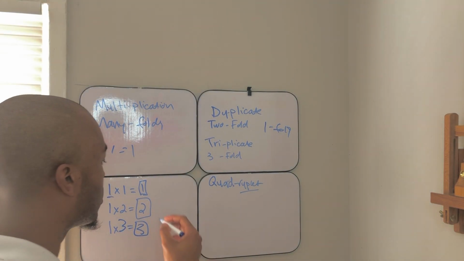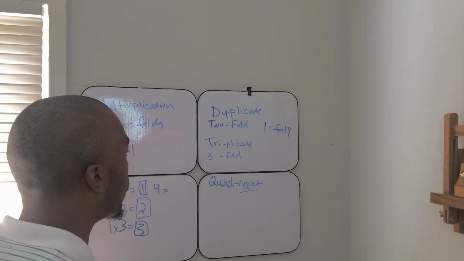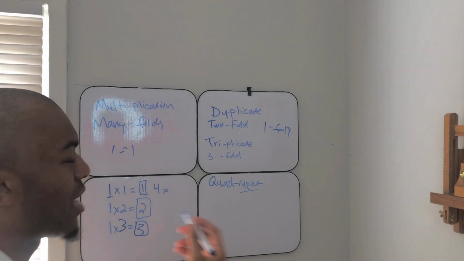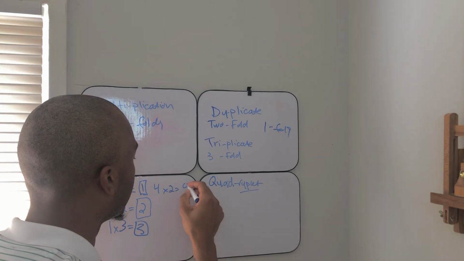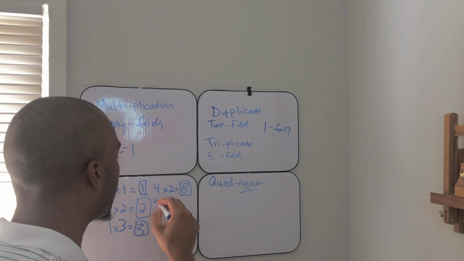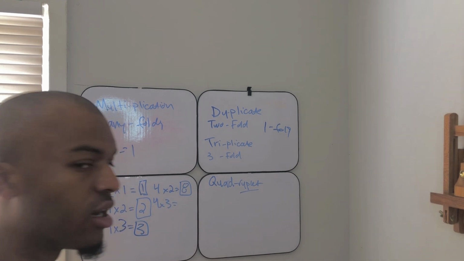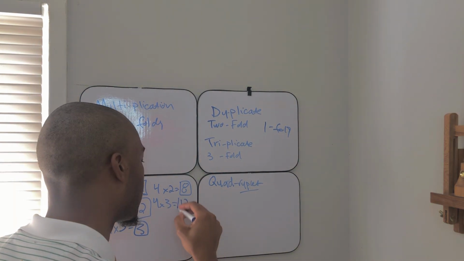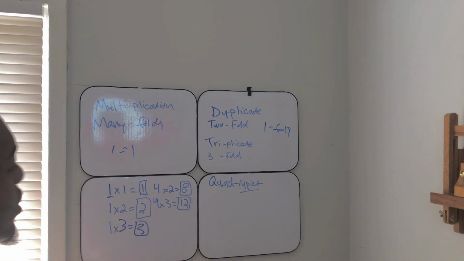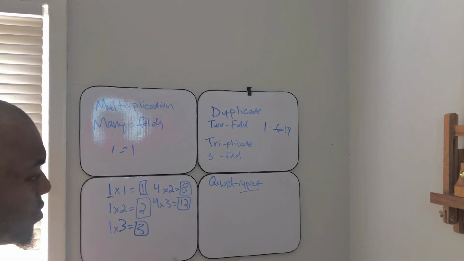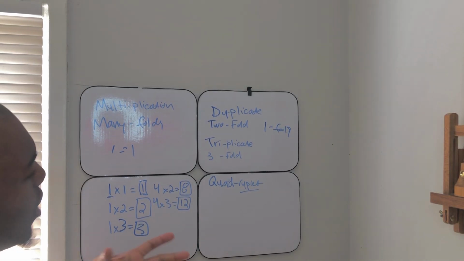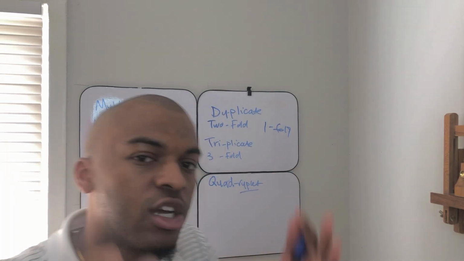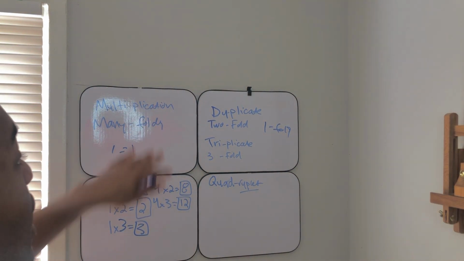So let's do something like the number 4. What would be the duplicate of the number 4? I know y'all know, but it's going to be 8. Now, what's the triplicate of 4? It's going to be 12. Now, you can do this with any number: duplicate, triplicate, quadruplet. But all of this falls under the umbrella of what we now call multiplication.